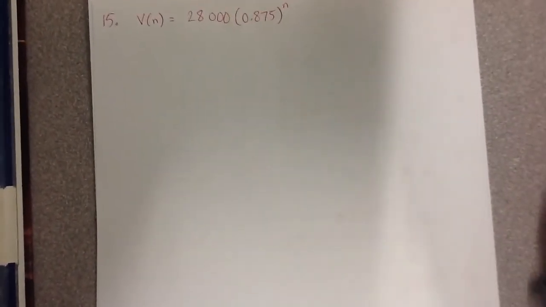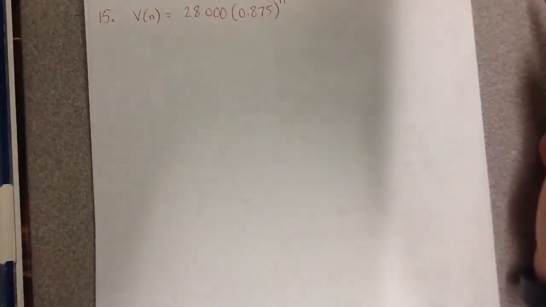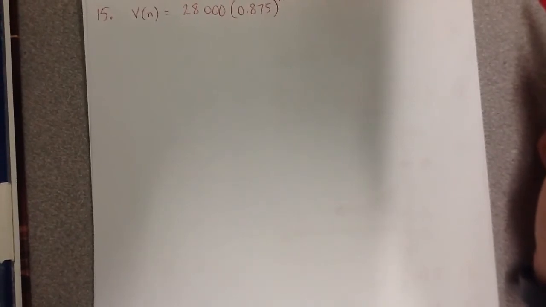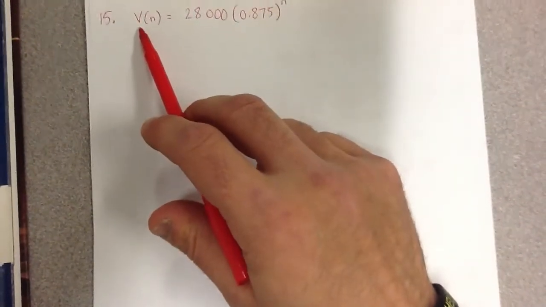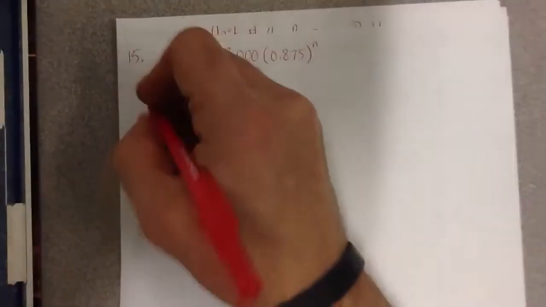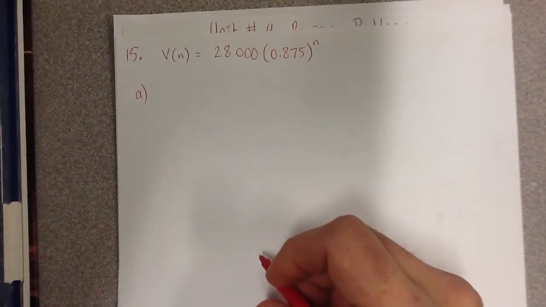So that would be more considered as a communication question. Let's take a look at 15. It says the value of a car after it was purchased depreciates according to this formula, where V at N is the car's value in the nth year since it was purchased. So N is years that pass since it was purchased, and V is the value. So let's take a look at A. What is the purchase price of the car?